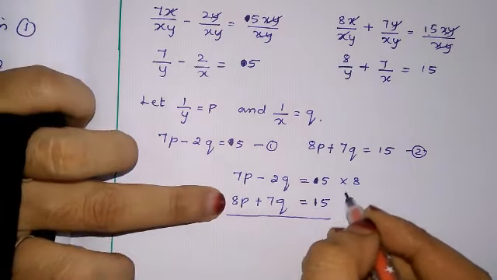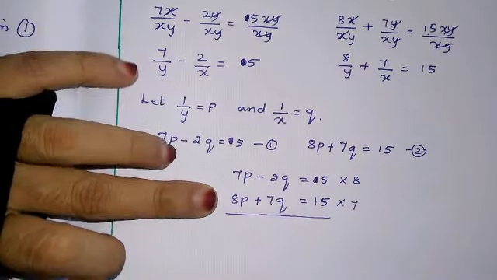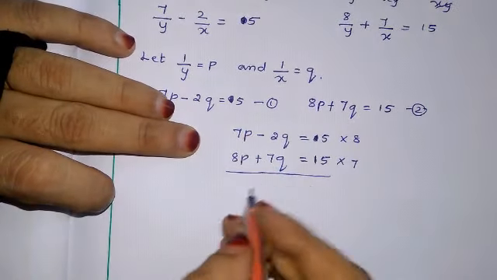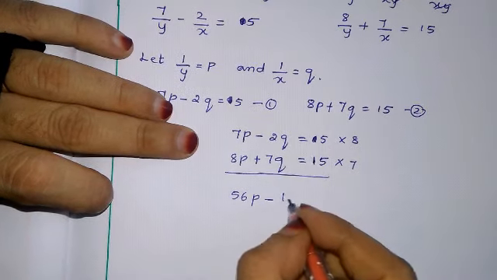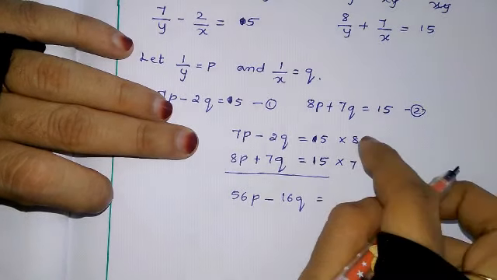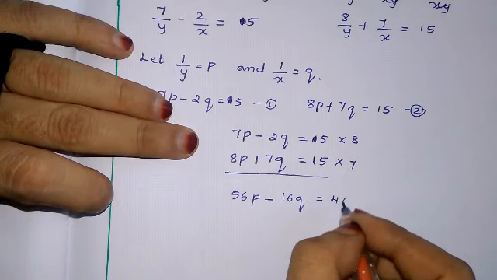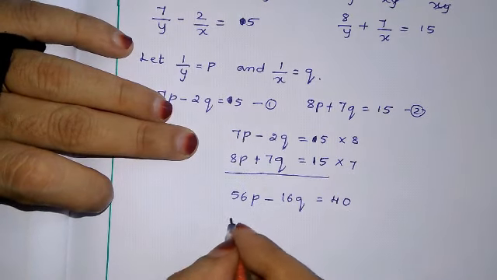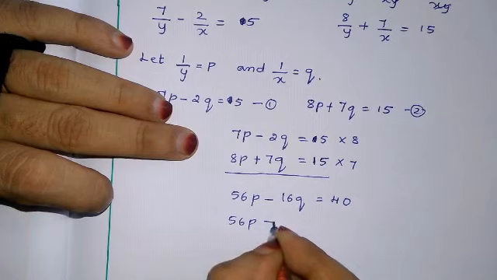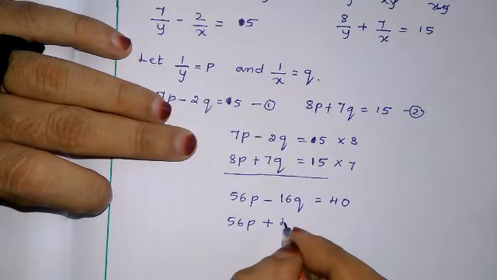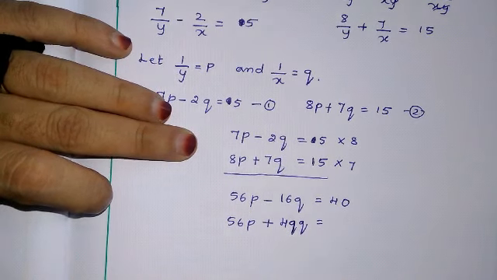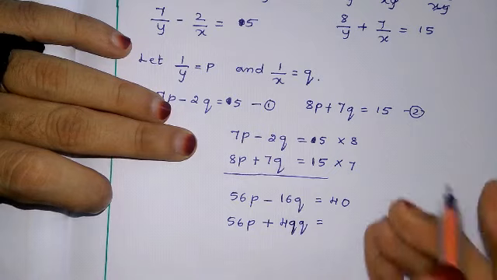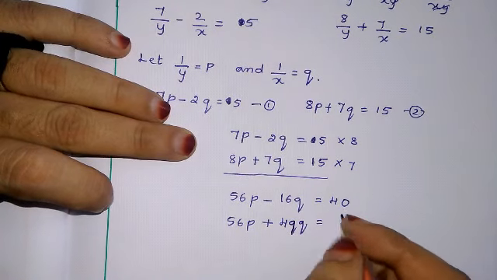Into 8 into 7. Okay. 8 7s are 56p minus 8 2s are 16q is equal to 8 5s are 40. 7 8s are 56p plus 7 7s are 49q. 49q is equal to 15 7s are 105. It will come 105.